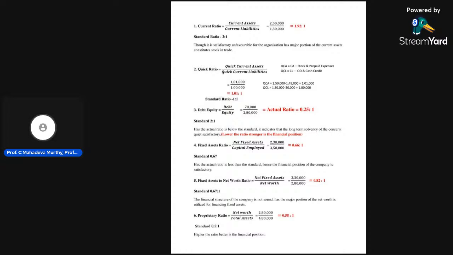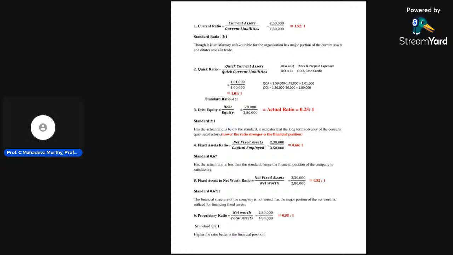Then quick current liabilities also. Current liabilities means liabilities within 1 year, usually the accounting period. That is current liability. Current means period, within 1 year. That is current. Quick current means anytime. Anytime he may ask for it, we need to pay that liability.